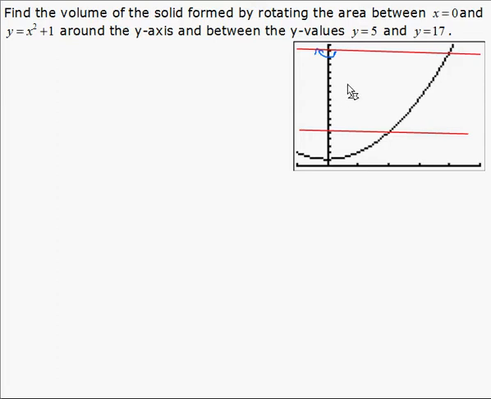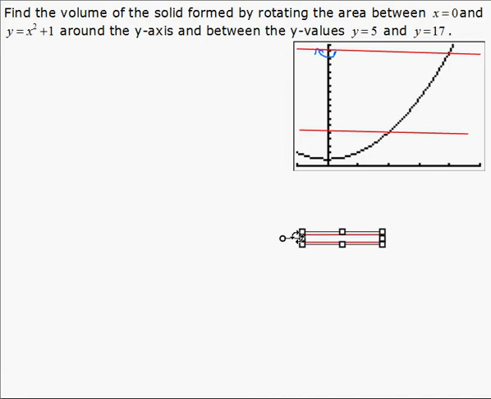So we need a rectangle to use as a reference. If we use a dx rectangle, the top and bottom are 17 and 5, which is true the whole way across until we get to here. At this point, the bottom becomes the parabola and the top stays on 17. Once that happens, it changes, then we would require a different integral. So we're not going to use a dx rectangle.